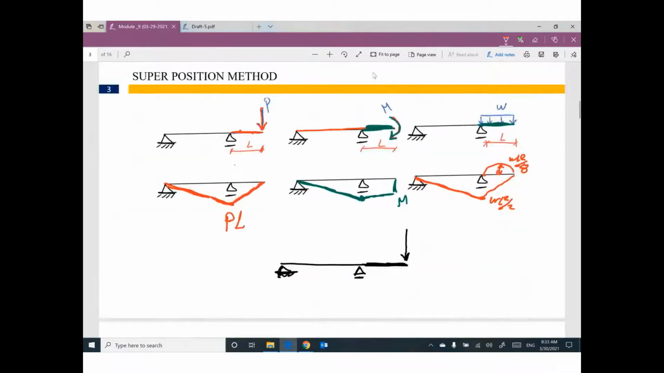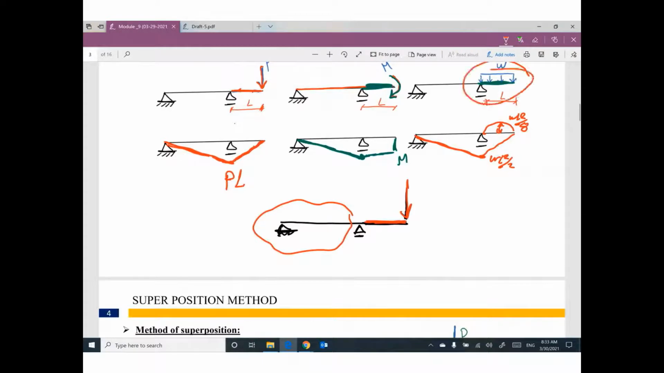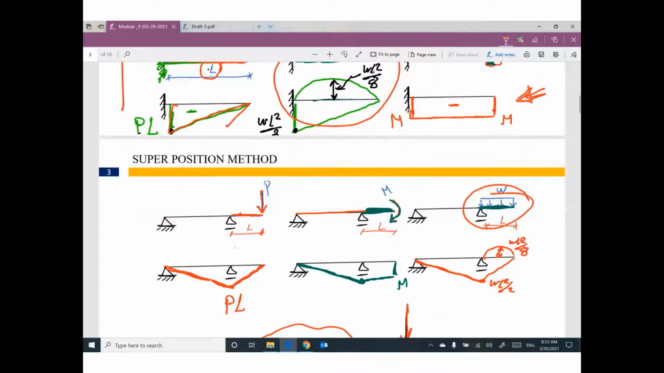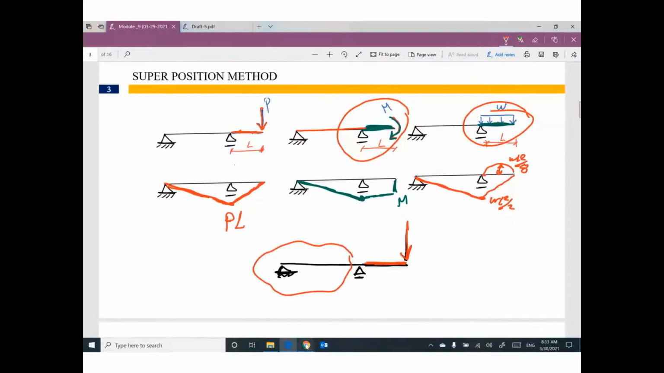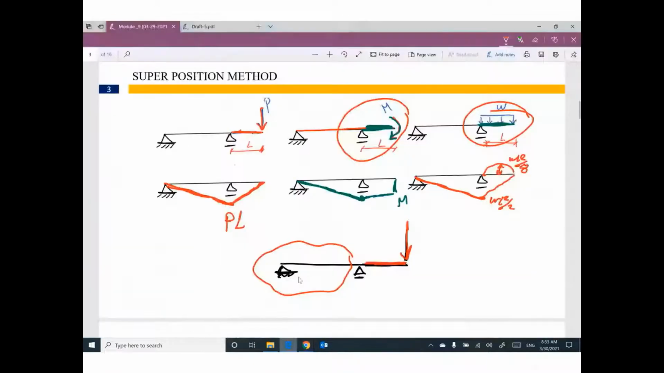So I don't care about this part. My concern is what's going on in the cantilever. If you have a concentrated load, it looks like this. If you have a uniform distributed load, it looks like this. If you have a concentrated moment, it looks like this. Any question? Looks good. Okay, I know you have a question.